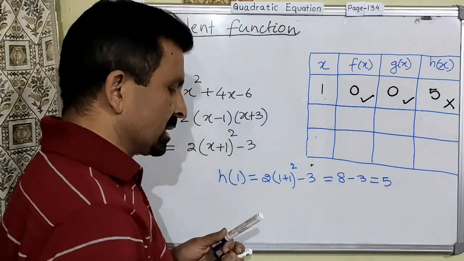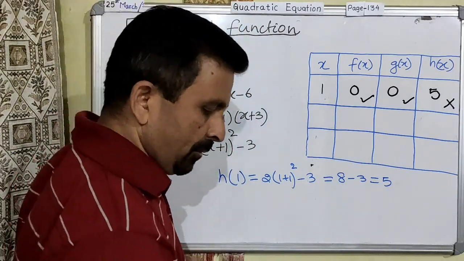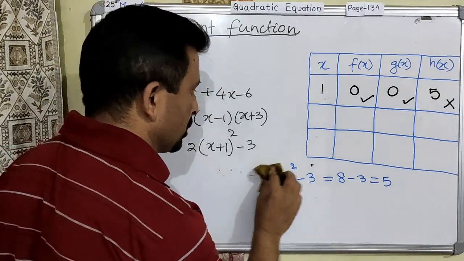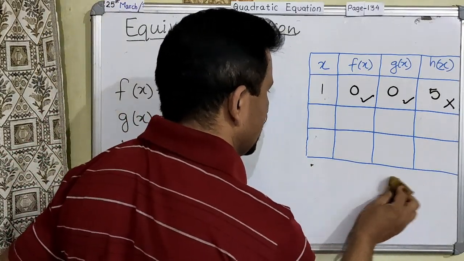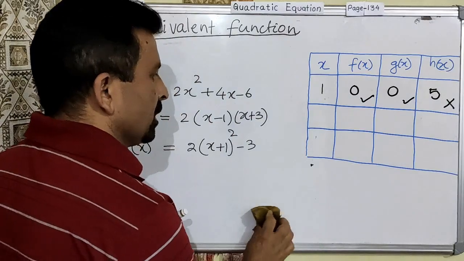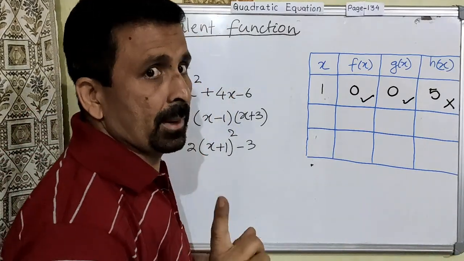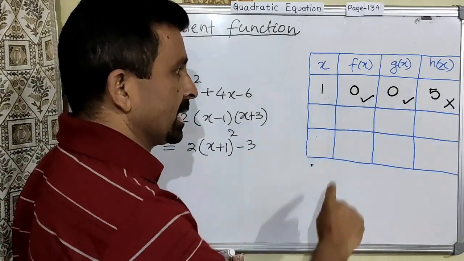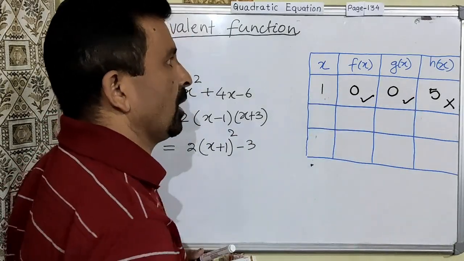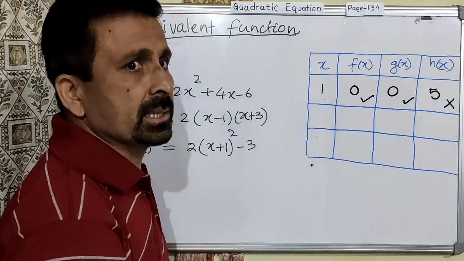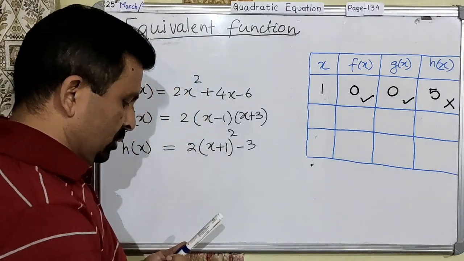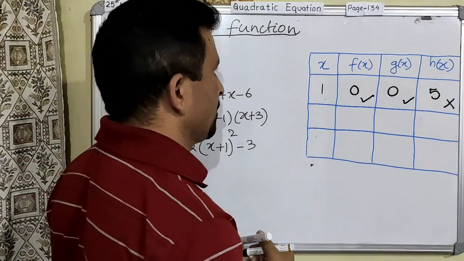So this is the test. We did it with one value of x. Like this, we have to do this when the question is to prove the equivalency. You have to do it for at least 3 different values of x. Please remember, this is just one example. Like this, you have to take 3 different values of x and then complete the task. Clear? So I am going to take another value of x.